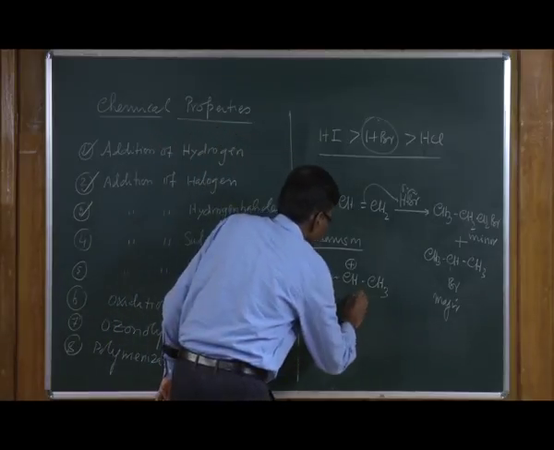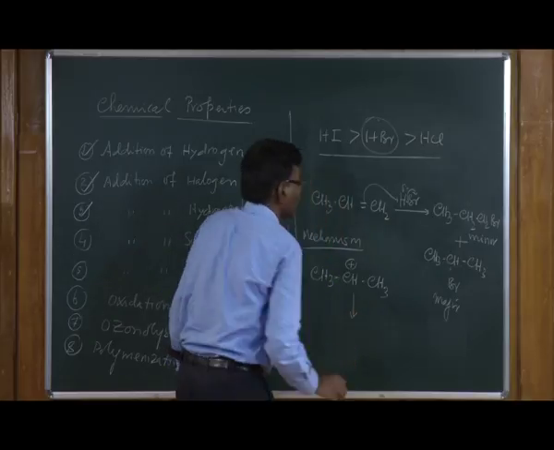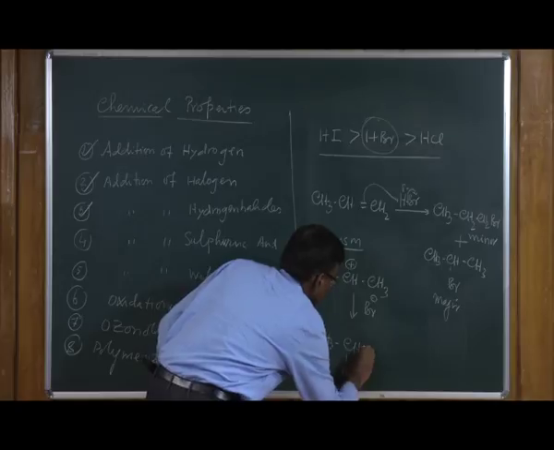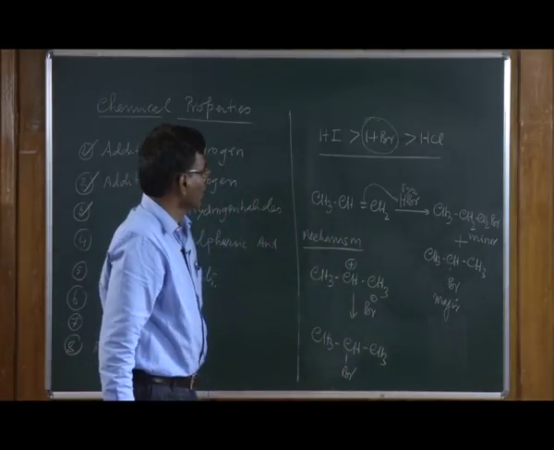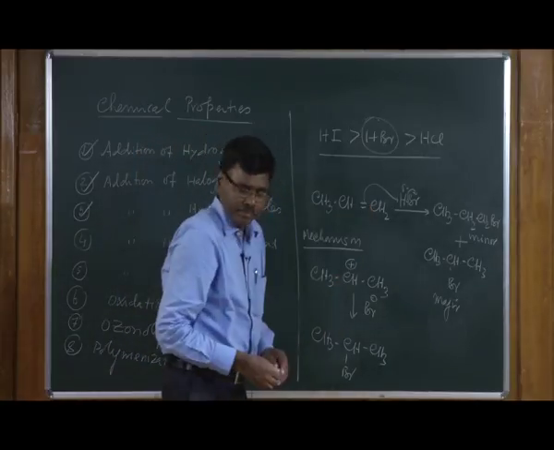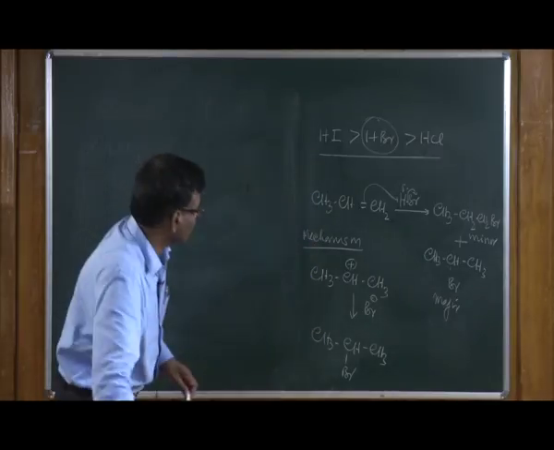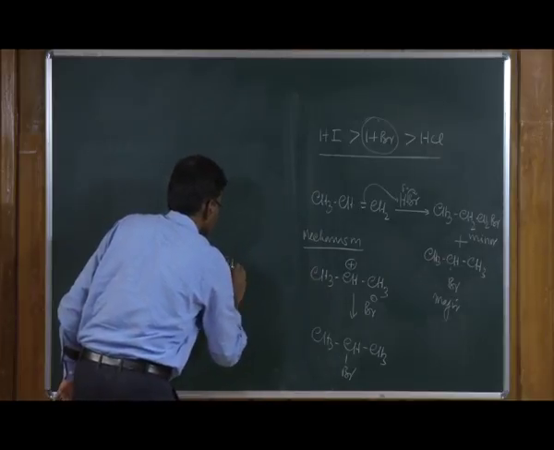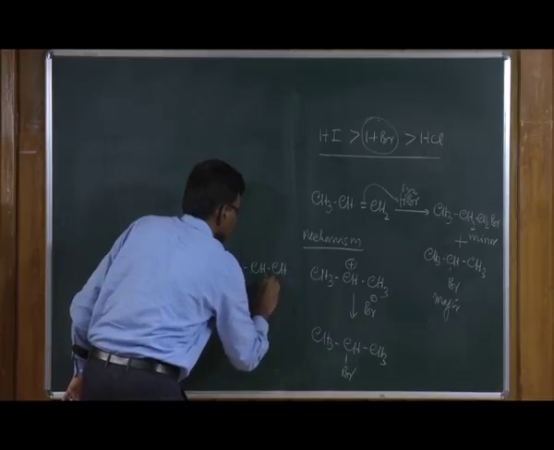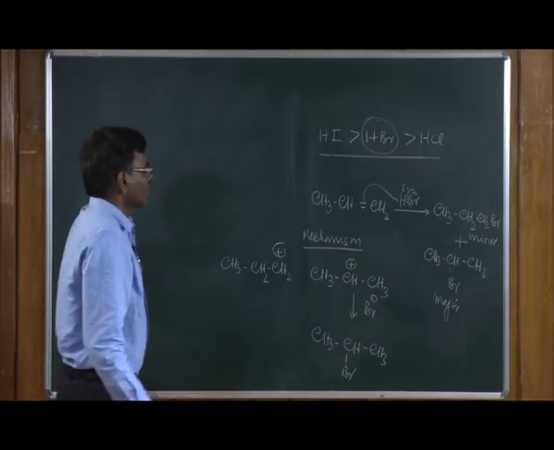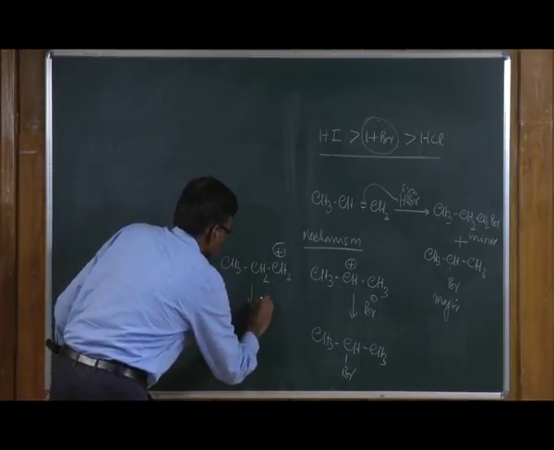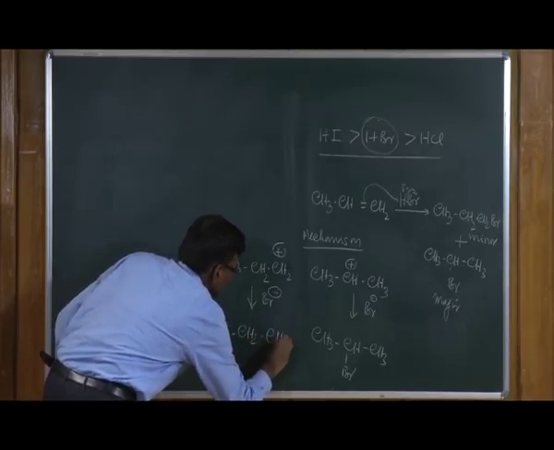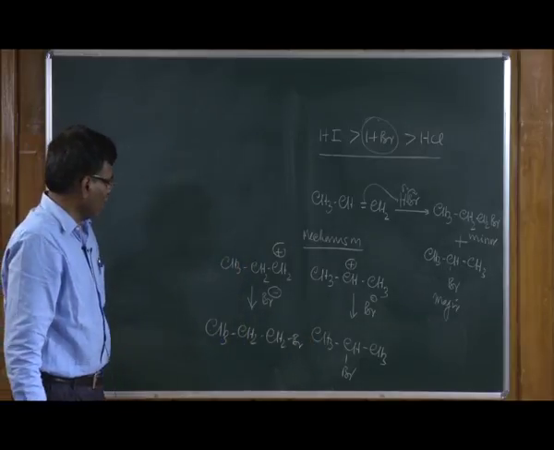So, this carbocation intermediate reacts with the bromide, Br minus, to give the addition product. Alternatively, it can also form a primary carbocation. So, in this case, if the carbocation reacts with the Br minus, you get the primary alkyl halide.